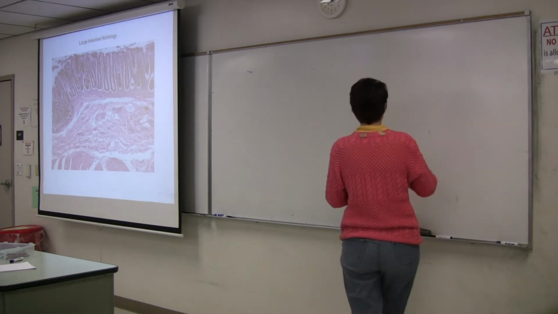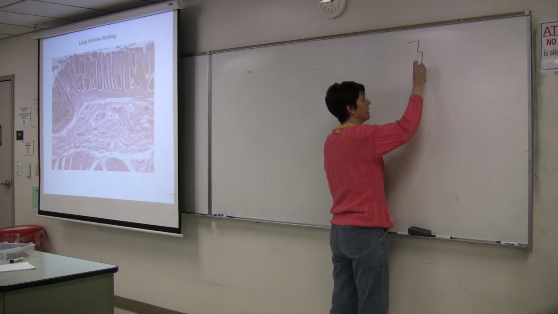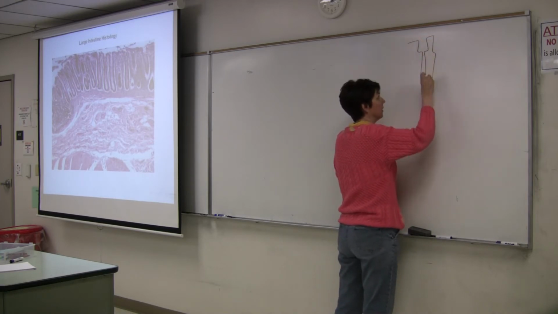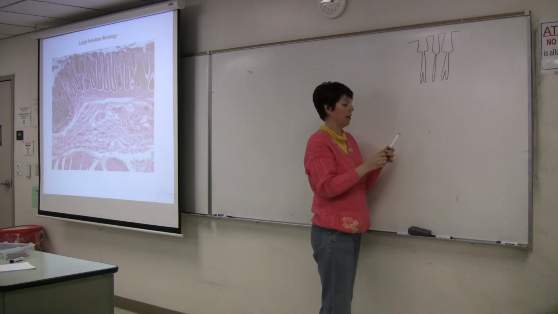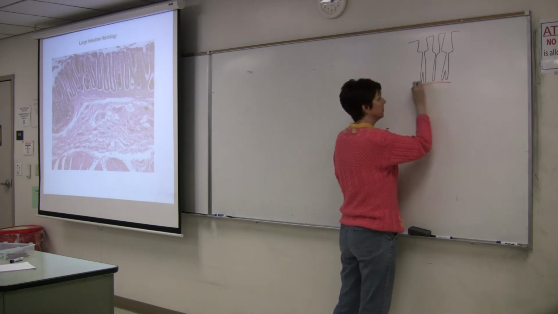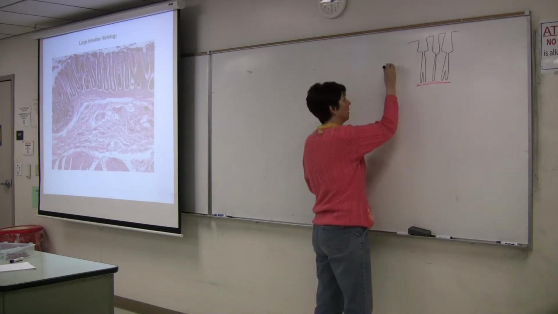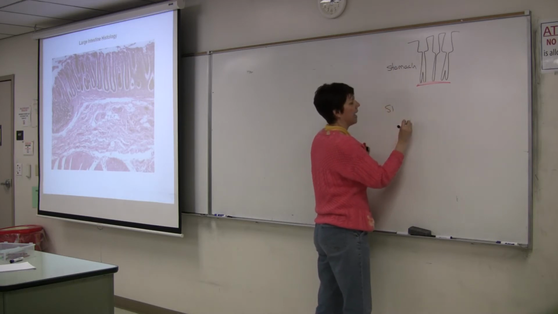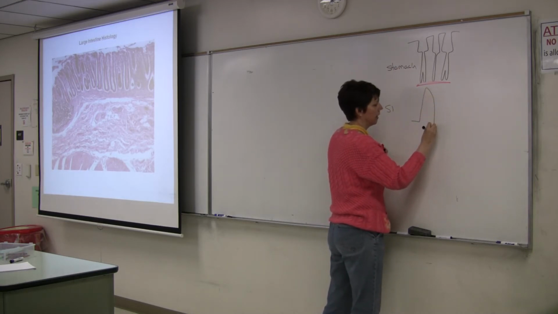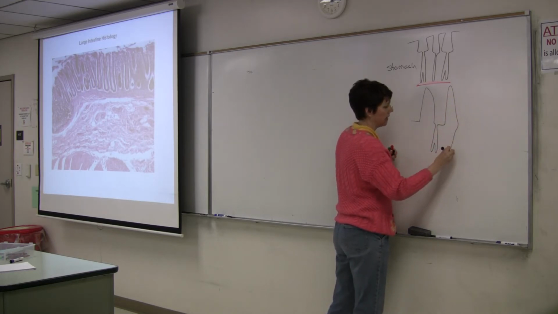So the stomach, we had gastric pits and gastric glands. Of course, the muscularis mucosa. The small intestine, we added villi to the intestinal glands, for the increase in surface area.